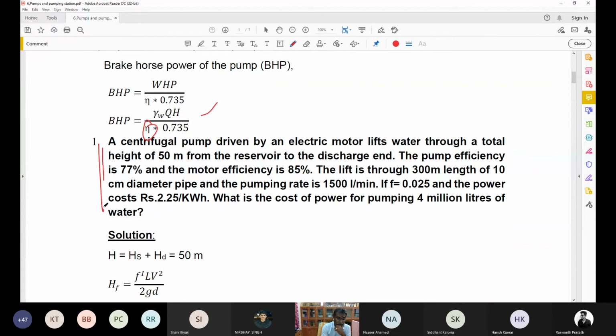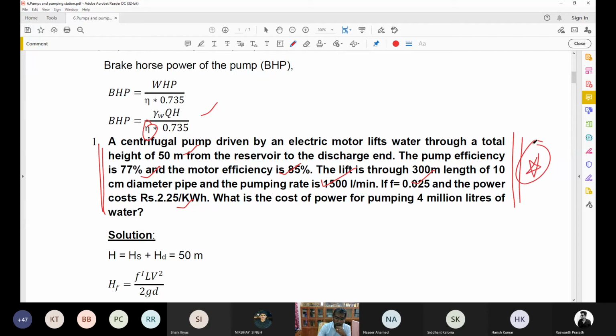I will try to solve one problem, and let me read it out. The centrifugal pump driven by an electric motor lifts the water through a total height of 50 meters from the reservoir toward the discharge end. The pump efficiency is 77% and the efficiency of the motor is 85%. The lift is through a 300 meter length pipe, and the pumping rate is 1500 liters per minute. If f is equal to 0.025, the power cost is 2.25 per kilowatt hour. What is the cost of power for pumping 4 million liters of water?